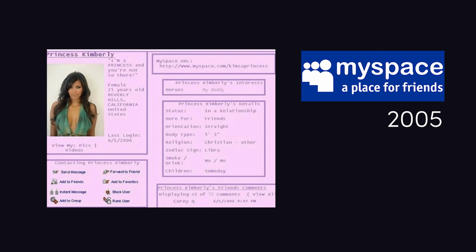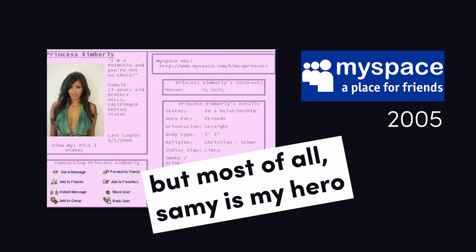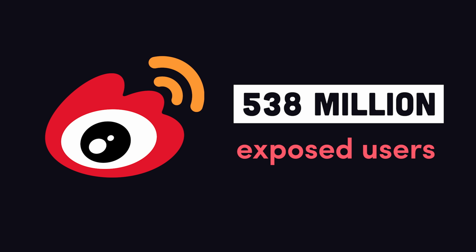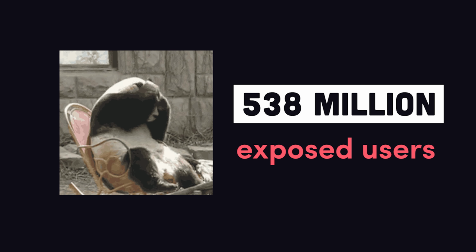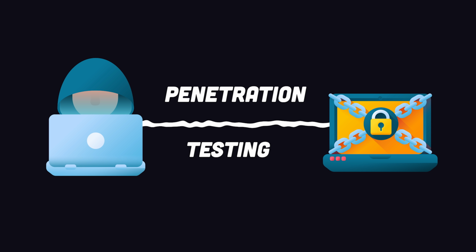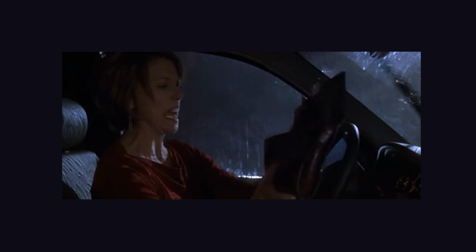Like back in '05, when cross-site scripting was used to update your MySpace page with "Sammy is my hero." Or just last year, when the Chinese version of Twitter, Weibo, exposed over 500 million user accounts because of a brute force attack on their authentication system. You can reduce your chances of being a victim by running penetration tests on your web application. I refuse to be a victim.